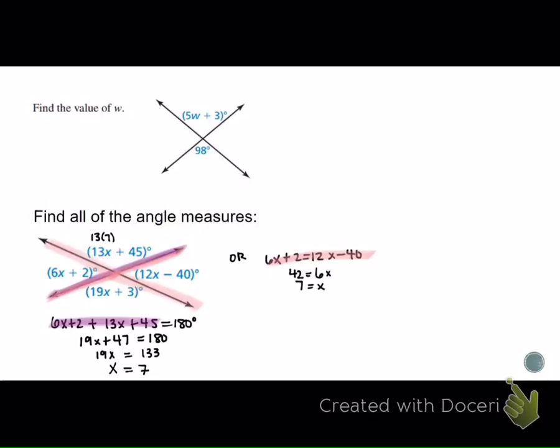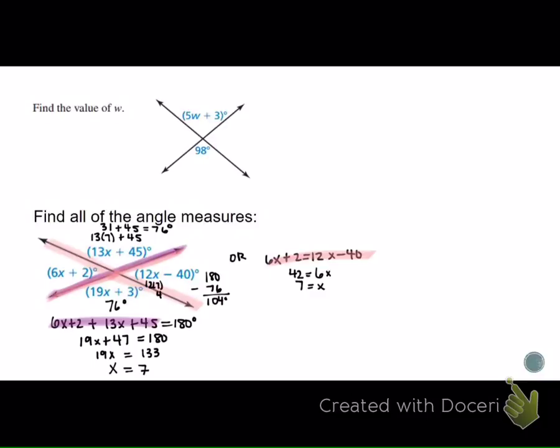13 times 7 plus 45. So if this one's 76 degrees, then that means that this one is 76 degrees, right? Because they're the same, right? And technically, all I have to do to find this angle is do 180 minus 76, and I would get 104 degrees.